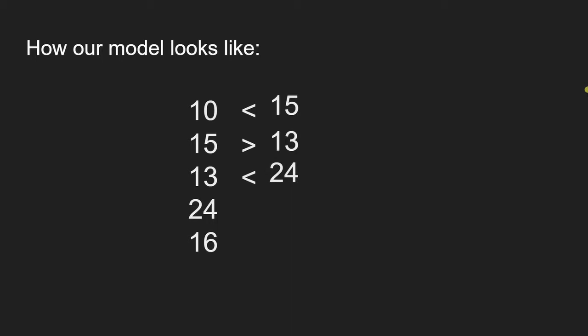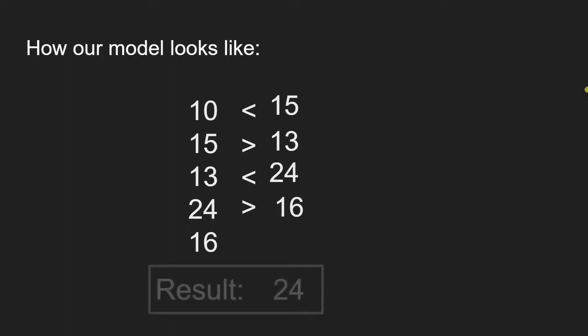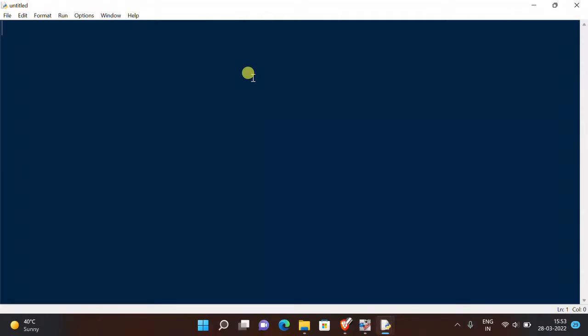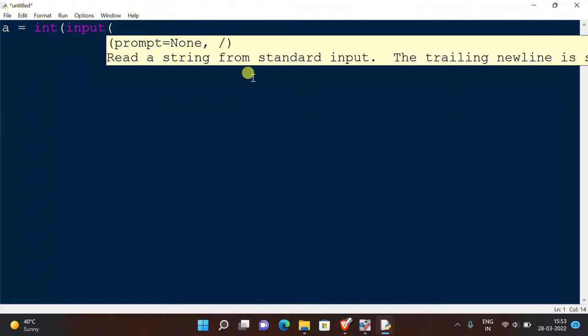Then it is going to check whether 13 is greater than 24. Obviously not, 24 is bigger than 13. So it will discard both 13 and 15 from its memory and keep only 24 in mind. Then check whether 24 is greater than 16. Obviously yes. And once it is out of inputs, then it would print our result, which in this case would be 24. This is how our code is being executed. Now let us write the code for ourselves.